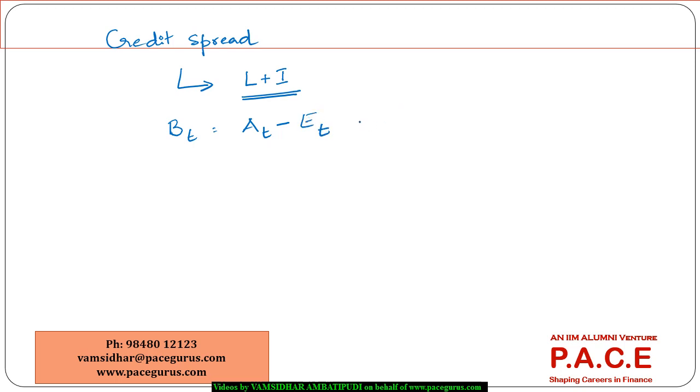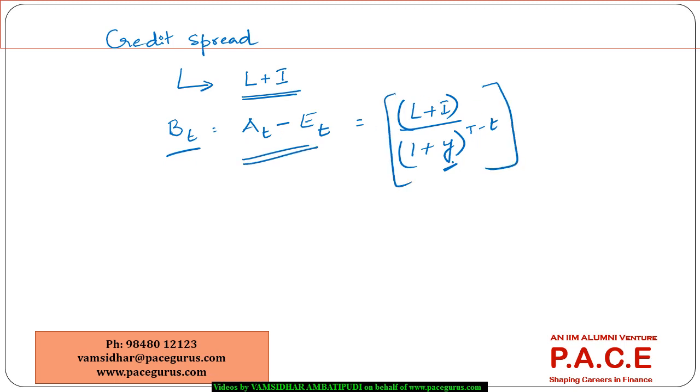So I can equate this to L plus I, that is discounted at 1 plus yield to the power T minus t. I can solve for this particular y, right? One value of the bond I get through this. This should be equated to this one. So whatever is the discount rate that does that, that is what will come out to be.